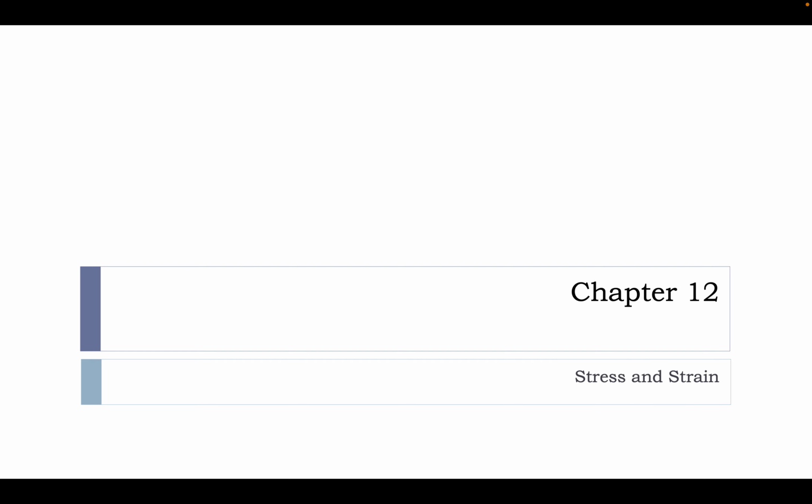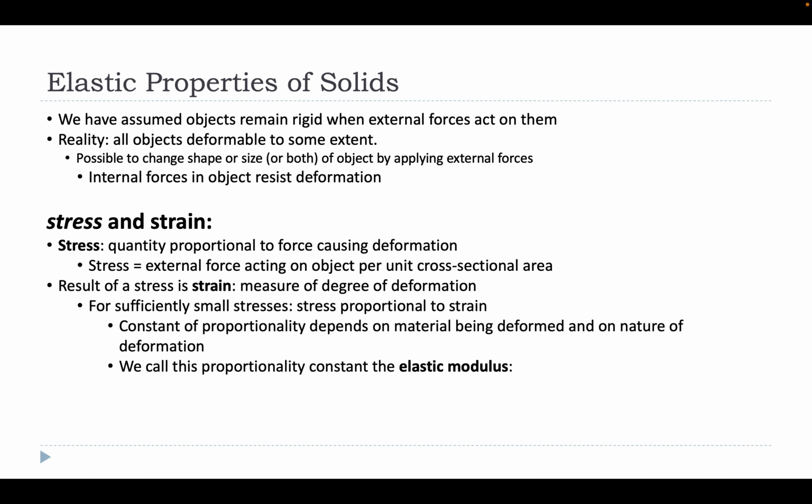We will talk a little bit about what happens when you have a rigid object that actually isn't rigid and it can be deformed in some way. And in those cases, we can talk about something called stress and strain. So all materials, even though we've assumed that they are rigid objects that don't really change shape, will change shape if enough force is applied to the object. So in reality, all objects are actually deformable to some extent.